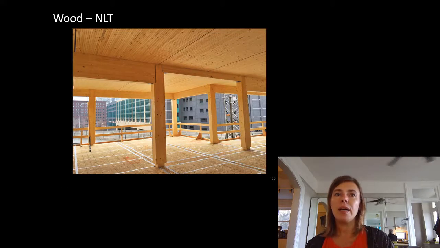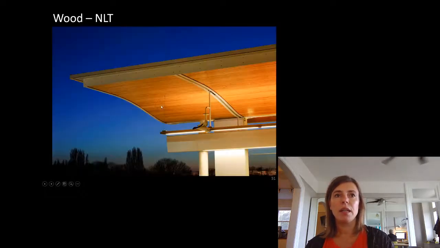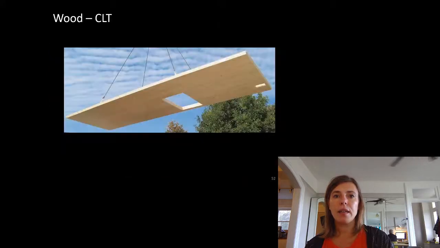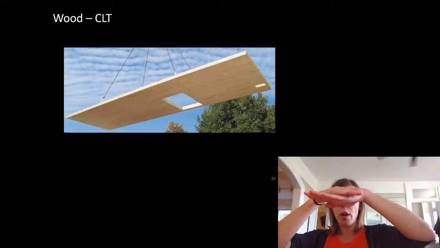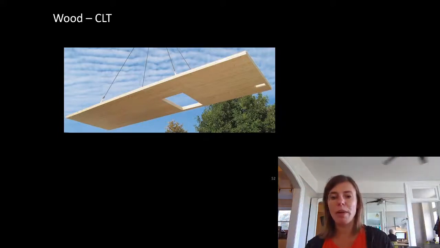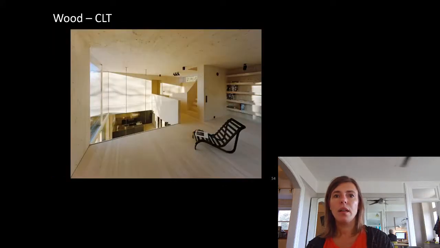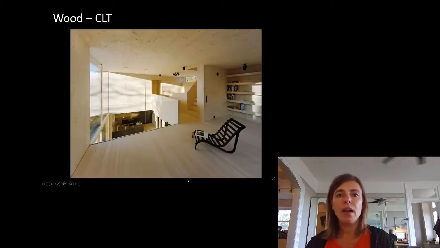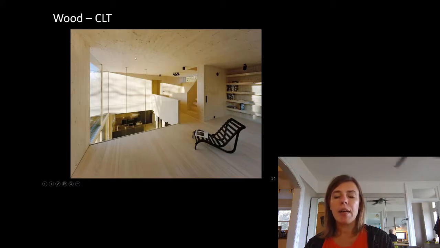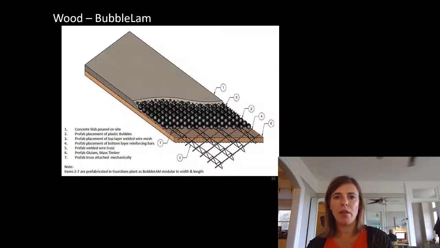Here's the underside of an NLT floor system. We've also got glue lam beams and columns. NLT. CLT. CLT is all the rage. It is plywood built out of a series of 2x4s and 2x6s. So you can see here, you still have the look of the wood. And we'll talk more about all of these engineered wood products later on.